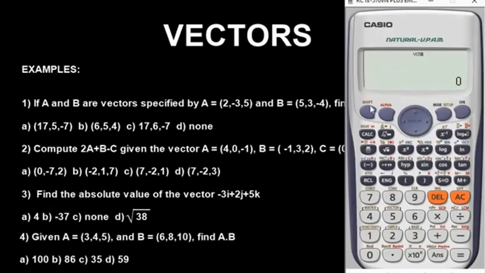So let's clear the calculator rather. Shift button 9 and follow the instruction. So the question says find the absolute value of the vector. Okay, remember you are asked to find the absolute value. Note that you are asked to find the magnitude of the vector. So to do that now, let's input the values.